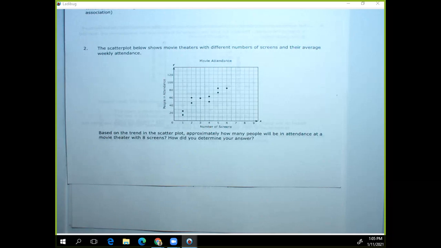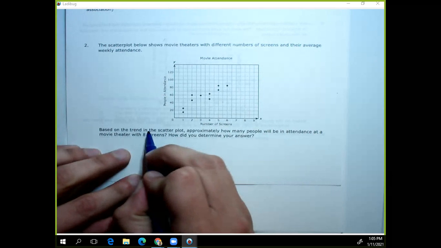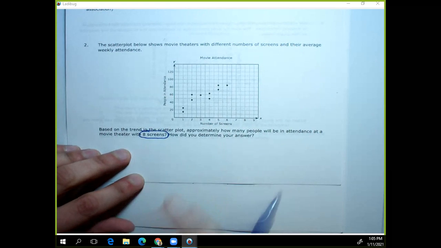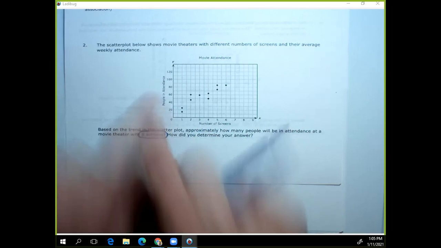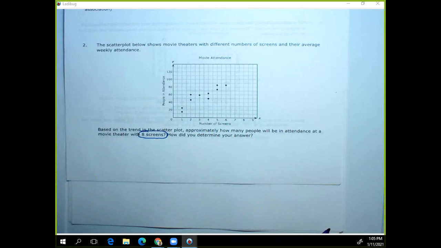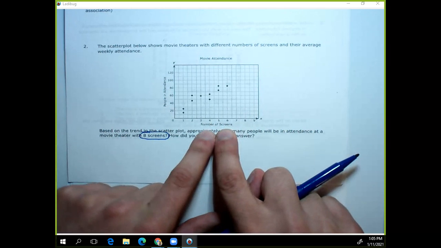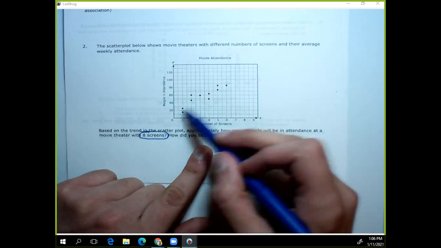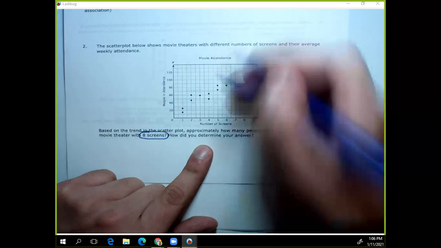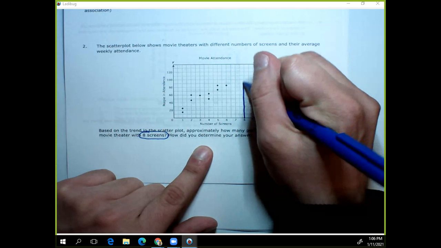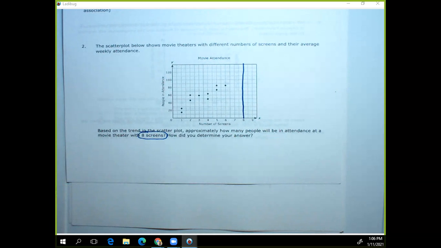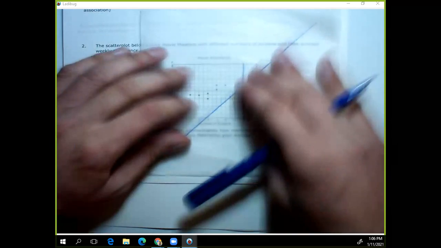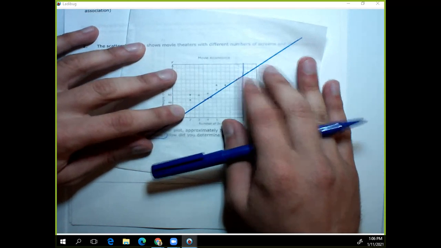All right, so first of all, we need to find what's given to us. And what's given to us is 8 screens. So are screens on our x-axis or are they on our y-axis? They're on our x, yeah, number of screens. So that means we're trying to find where this trend line is going to land on 8. So we draw a line from 8, and we want to know where it's going to land on here. So now we're going to use our patty paper to try to estimate and make a prediction where it's going to land on 8.